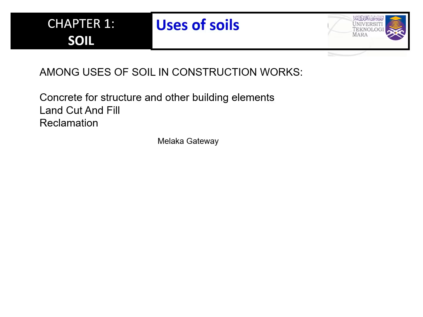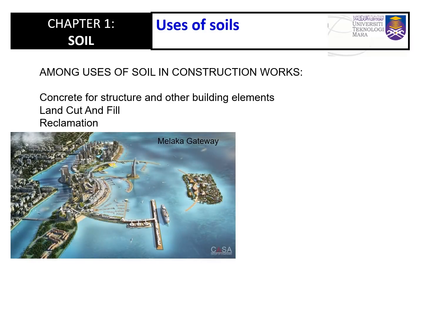And the third one is reclamation. Reclamation is a construction technique or procedure where you can have more land than sea. For example, in Malaysia, we have Malacca Gateway. In Dubai, we have the Jumeirah Palm. We have many reclamation works in Malaysia, in Johor, in Perak, in Malacca, in Terengganu.